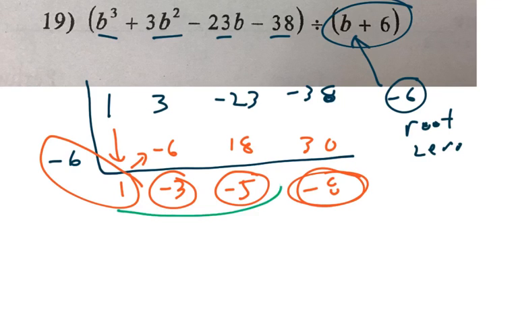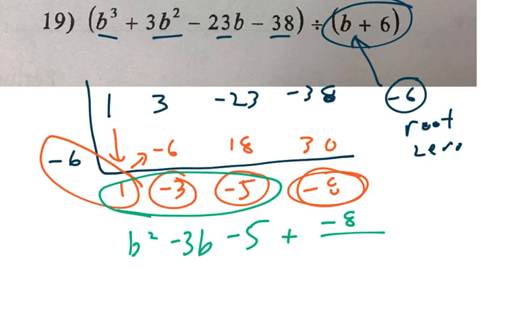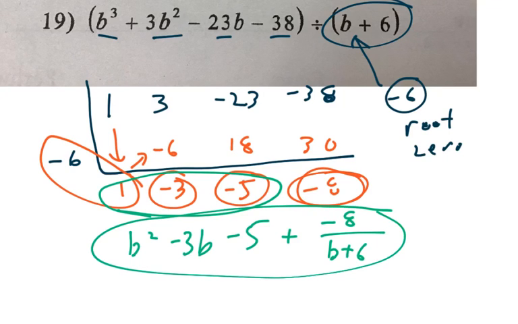So take the guts, as I like to call it. I know this translates to 1b squared minus 3b minus 5. And I'm going to add a negative 8 divided by my divisor, b plus 6. And hopefully I didn't make any silly mistakes, but I'm just going to go with it.